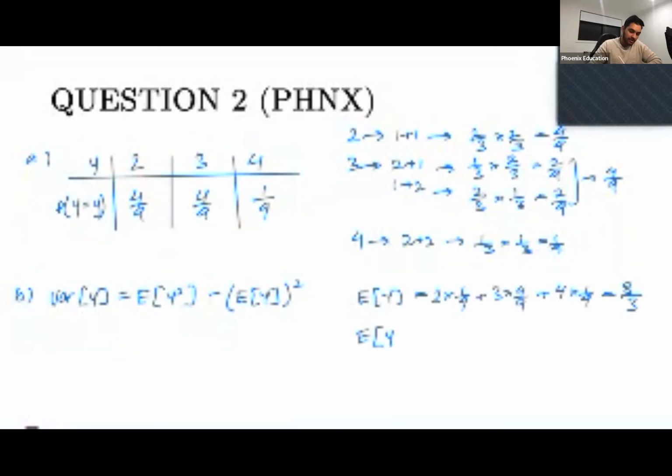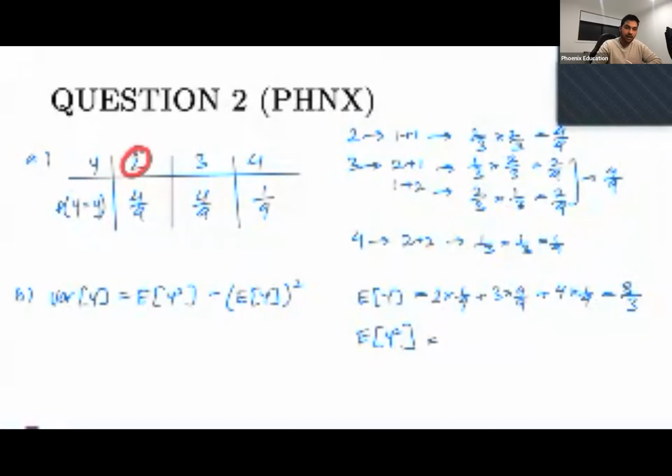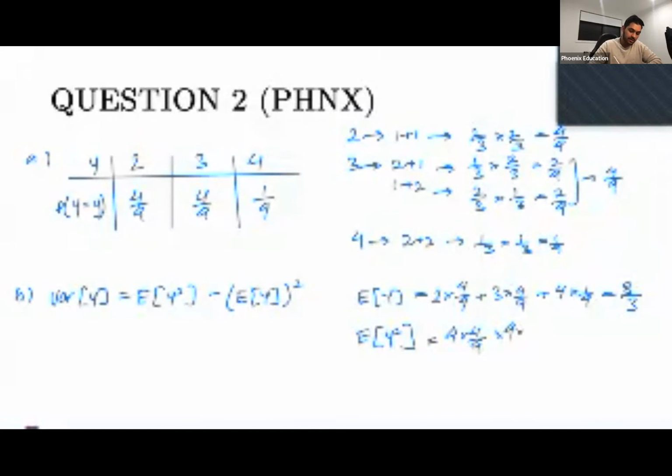Next, I'll calculate the expected value of my random variable squared. To do this, I need to do the same thing as my expected value, but instead I square my outcome and then multiply it with the probability. So I have 2 squared, which is 4, times 4 on 9, plus 3 squared, which is 9, times 4 on 9, plus, and finally, 4 squared, which is 16, times its probability 1 on 9. So what I've done is pretty much the same thing, but with my outcomes squared and the probabilities.